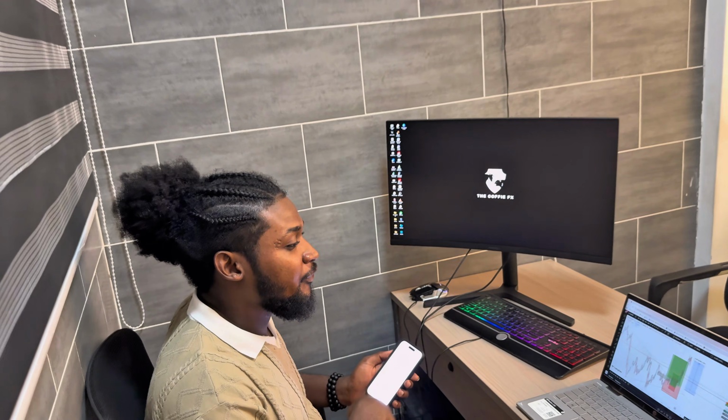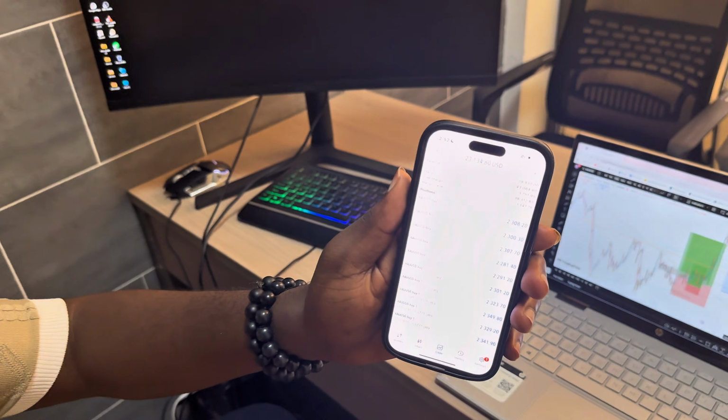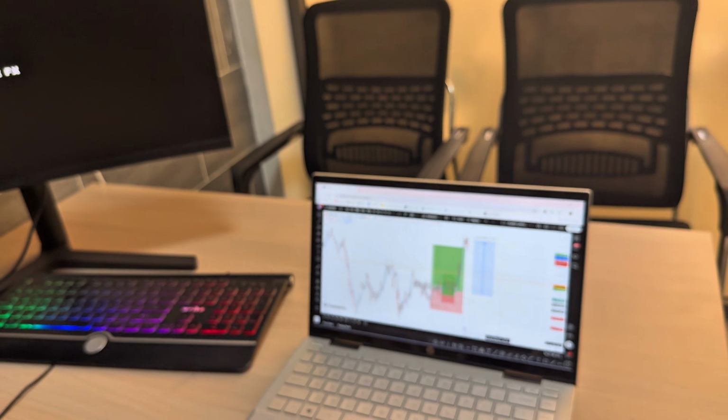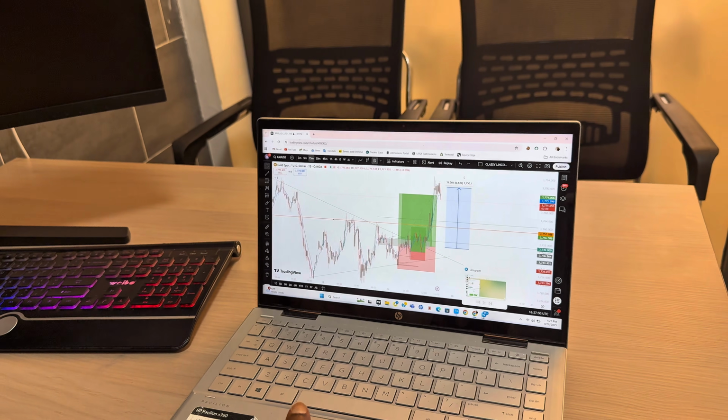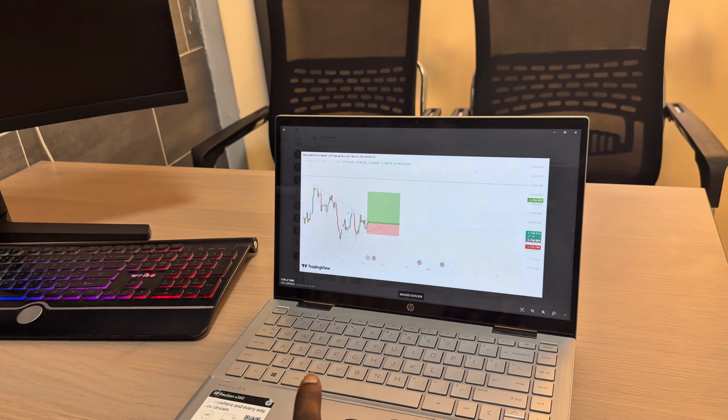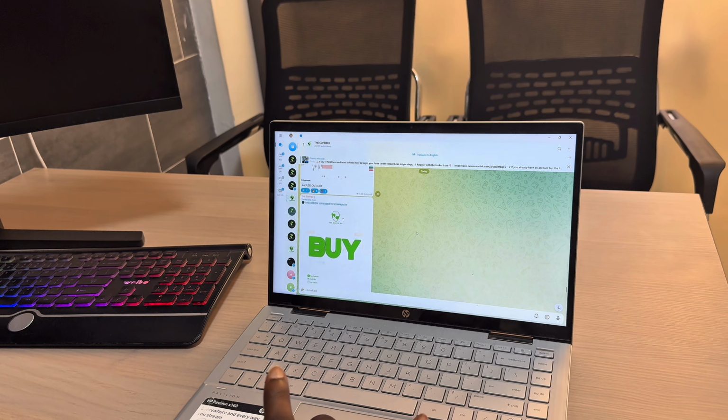What's up, guys? You can see I'm running $23,000 on gold, guys. This was the setup, guys. It was a very simple setup. I gave it to my community too. You can see this was the outlook, and this was the signal, guys.